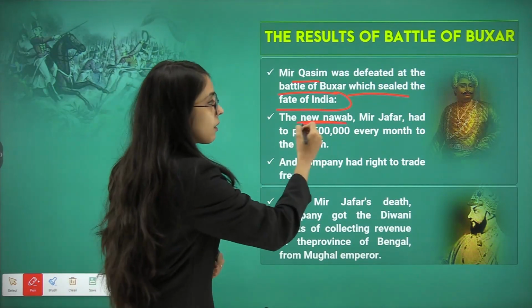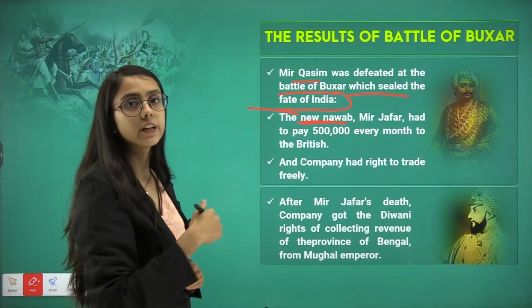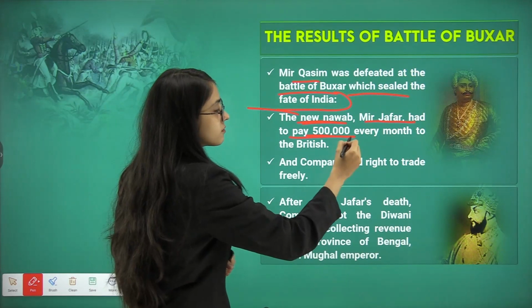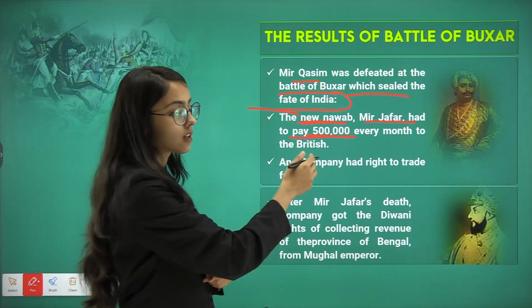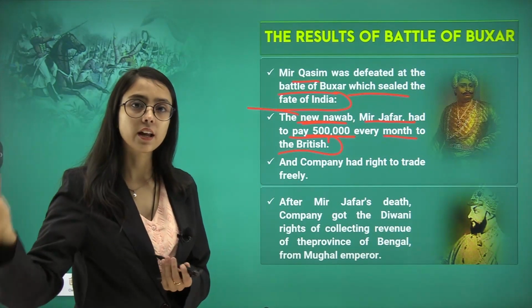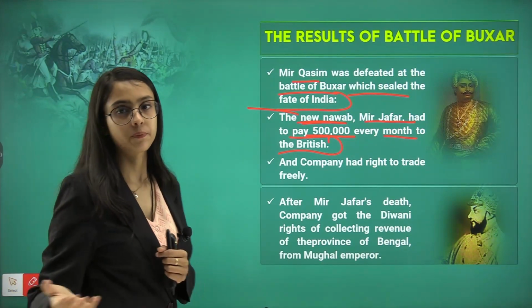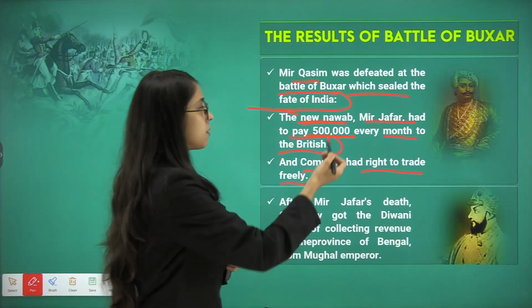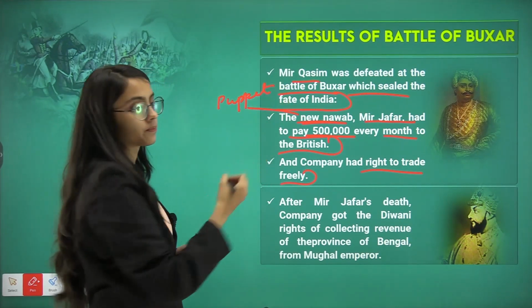The new Nawab, or I would say the old new Nawab, because Mir Jafar was already Nawab, had to pay 5 lakh every month to the British. So instead of the East India Company taking revenue, the Nawab started to pay the company. And the company had the right to trade freely, because he was acting as the puppet of the East India Company.